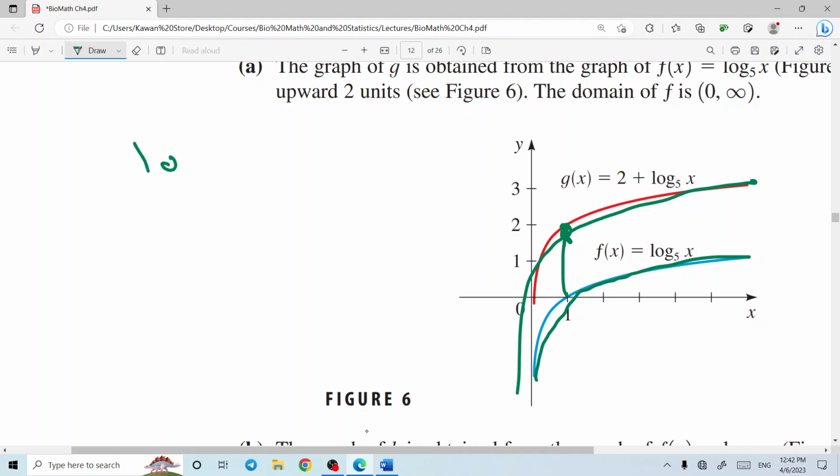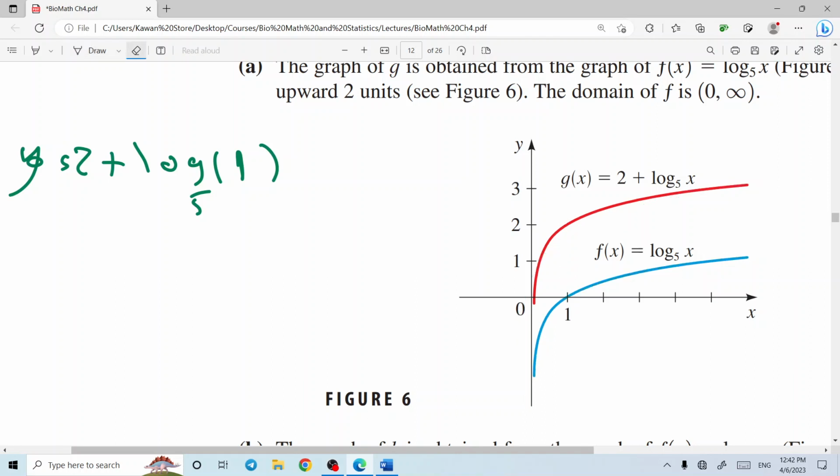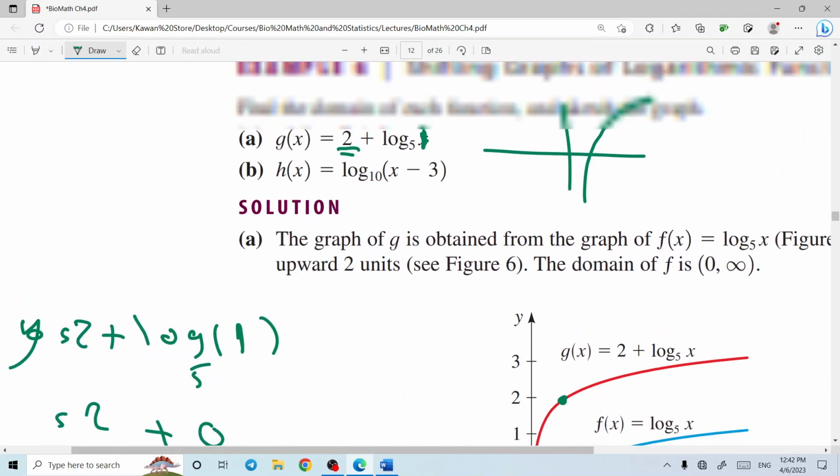Understood? When I'm at point 1, I know log of 1 equals 0. Then I'll get what? I'll get 2. So when x is 1, y is 2. That's why it's going to here. Clear? Good. Any question? Okay, tell me about the second.